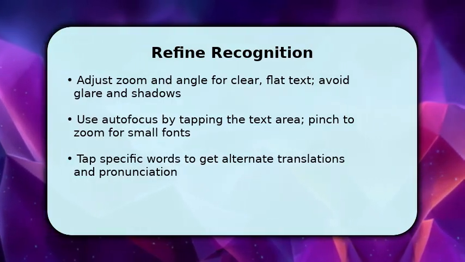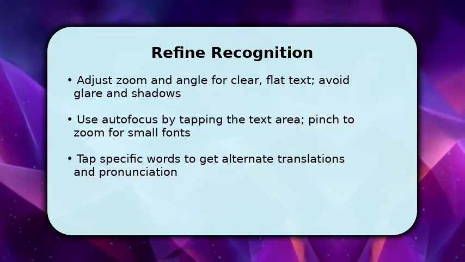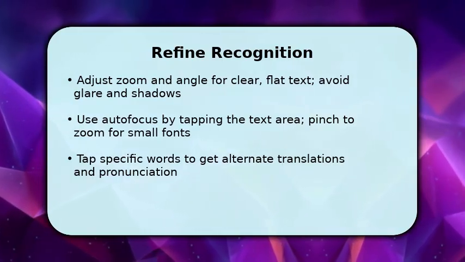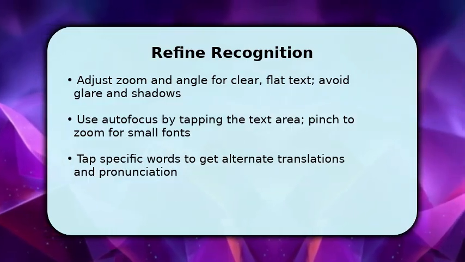marks detected lines. Once highlighted, tap individual words to reveal alternative translations and the speaker icon for pronunciation. This step reduces errors from misread characters and gives you control.